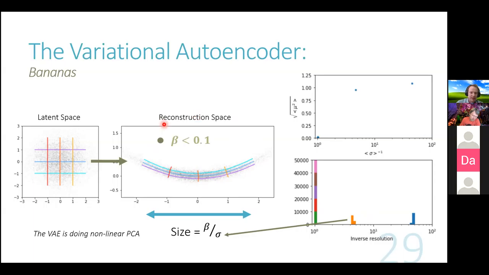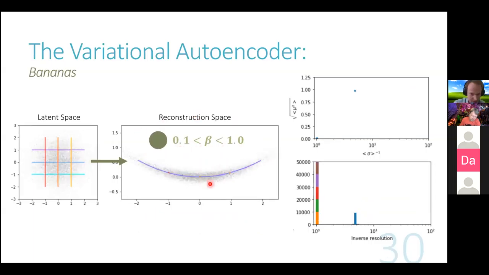Now, what happens if, instead of having a very small beta, I have a medium beta? So this time beta is 0.3. And I train the variational autoencoder all over again. This time it's only learning information in one direction. And if I probe what it's learned in that direction, it's learned the length of the banana. That's because this circle here illustrates the resolution that it's learning at. The width of the banana is beneath the resolution that it's interested in.